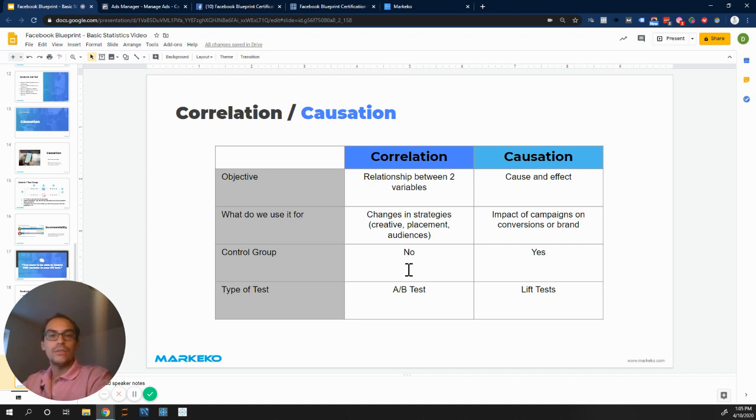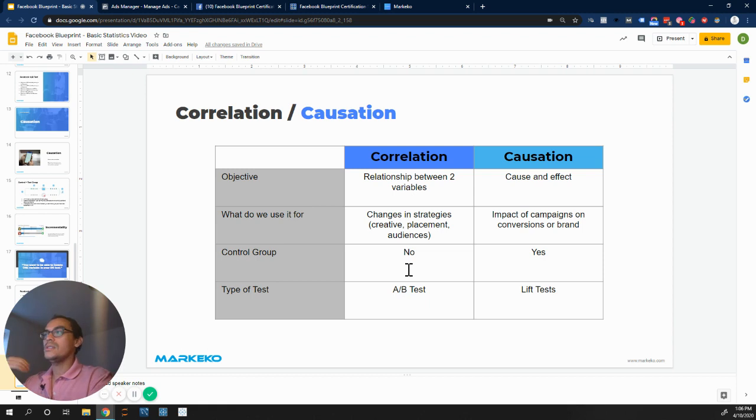With correlation, I don't have a control group. Both groups are looking at different ads. So because of that, I can't necessarily determine cause and effect, right? With causation, I have to have a control group. I have to have people that see my ad and people that don't see my ad. That's the only way I can really determine causation with my campaigns. And as for type of test, with correlation, you're talking about A/B tests. With lift tests, you're talking about causation.